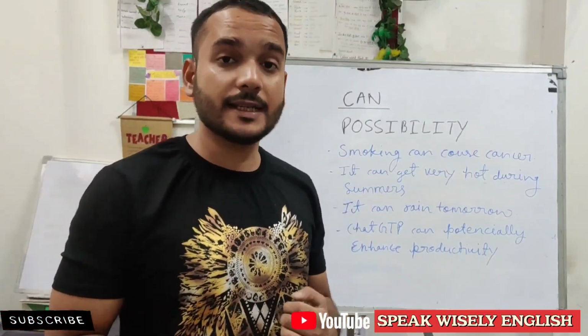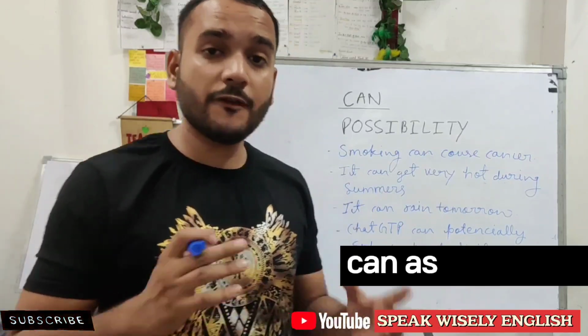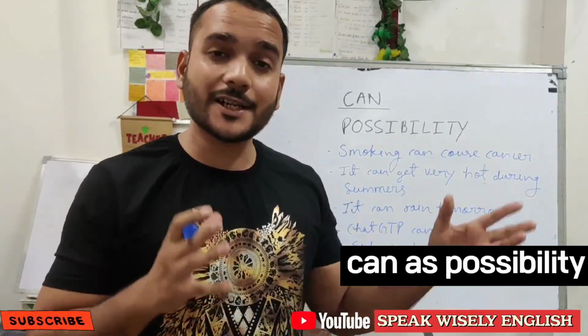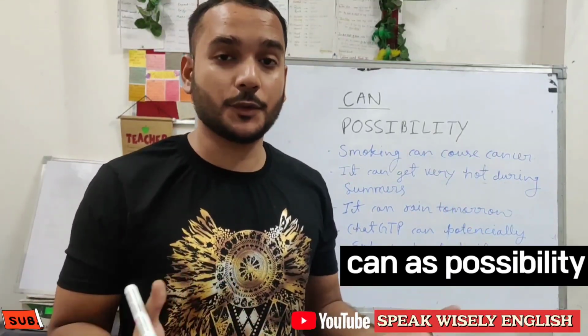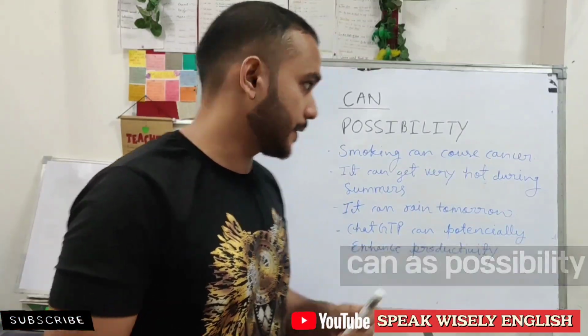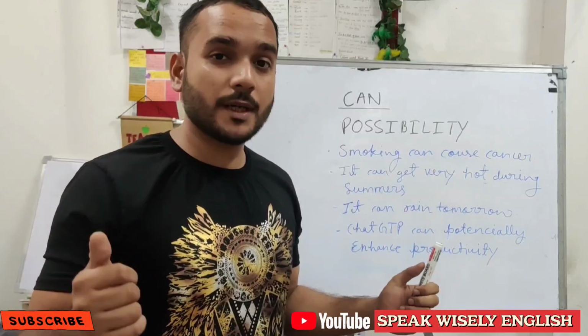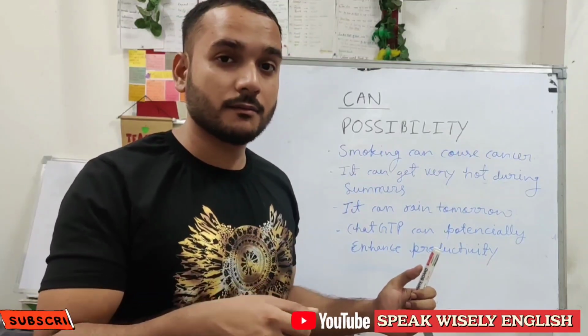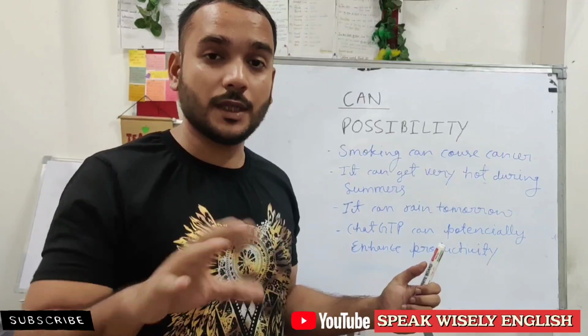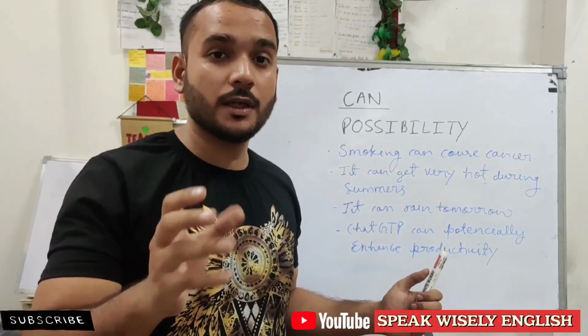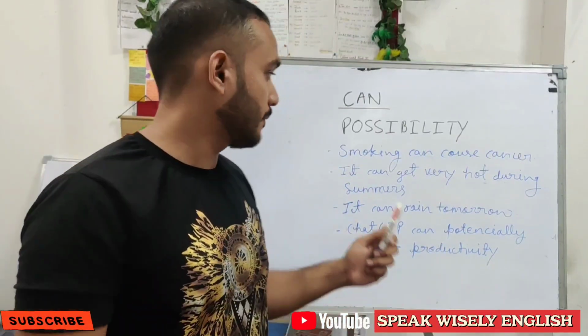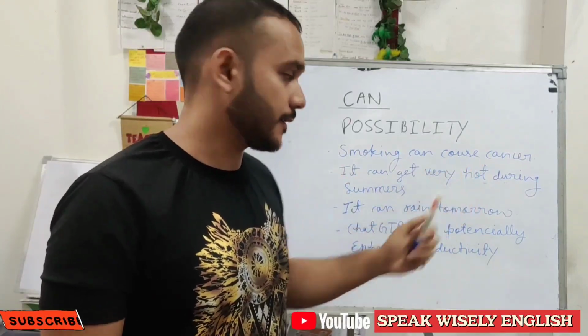So another use of can is as possibility. When we want to make sentences that are showing possibility, we can use can. Here are some examples. Smoking can cause cancer. Not everybody who is smoking gets cancer, but some people do. So there is a possibility. If you smoke, you may get cancer. So smoking can cause cancer.